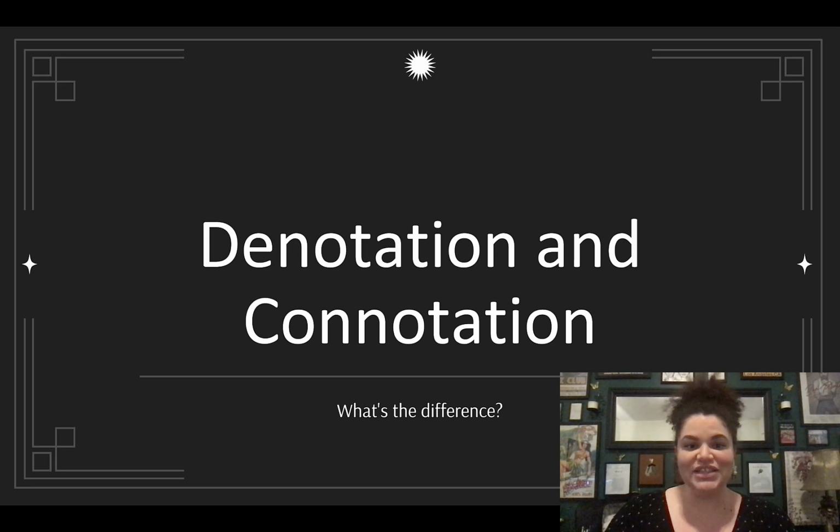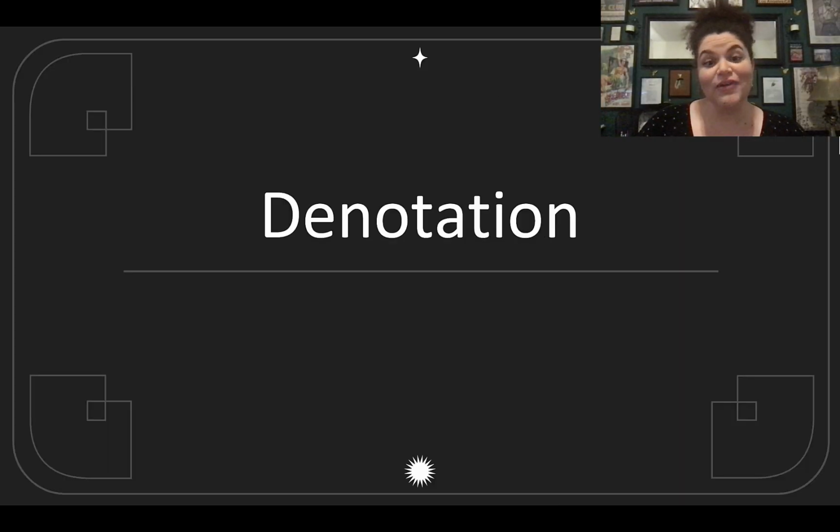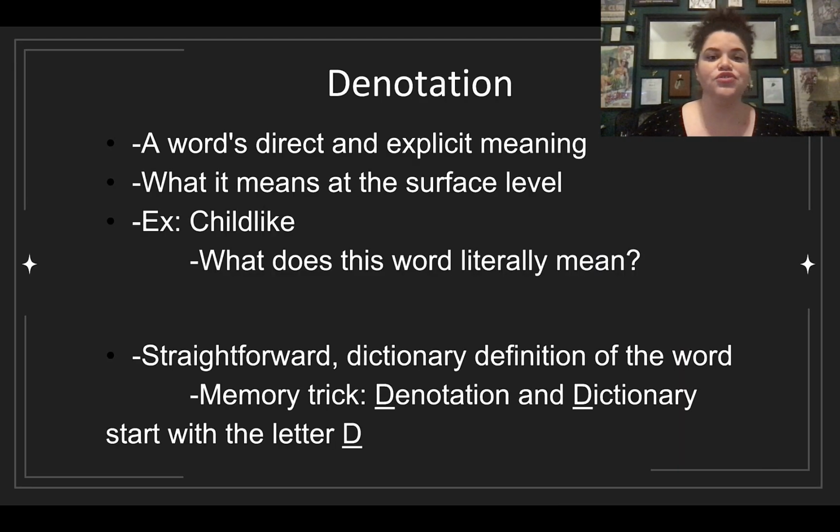We are going to talk about denotation and connotation. What is the difference? So let's talk a little bit about denotation. Denotation is a word's direct and explicit meaning, what a word means at its basic surface level.